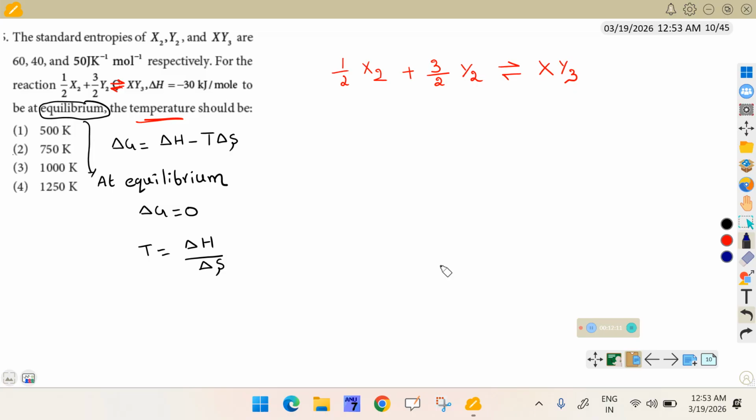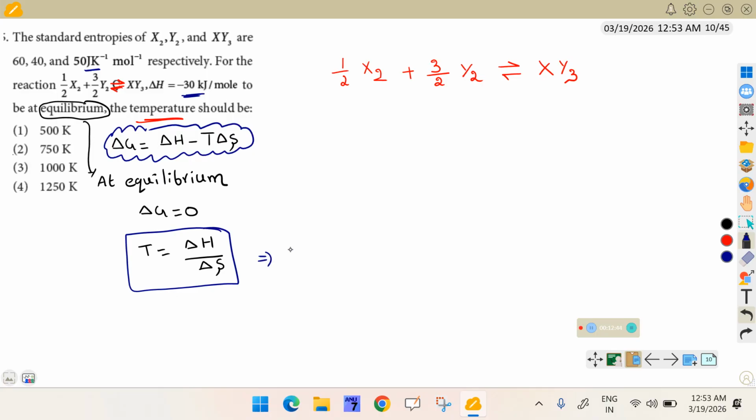Next question. Standard entropy values are given. Enthalpy value is also given. Calculate the temperature. Formula is delta G equals delta H minus T delta S. In the question, the reaction is given as in equilibrium, and at equilibrium delta G value is equal to 0. Then temperature is equal to delta H by delta S. Here delta H value is given in kilojoules and delta S values are given in joules, so kilojoules can be converted to joules. Minus 30 into 10 cube joules divided by delta S.